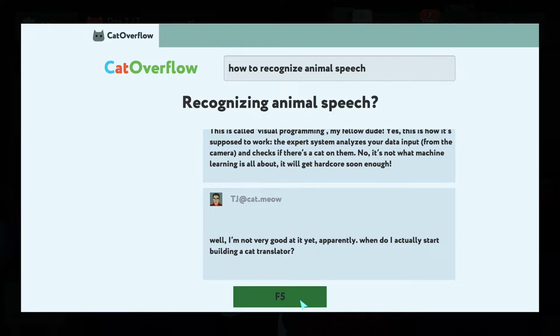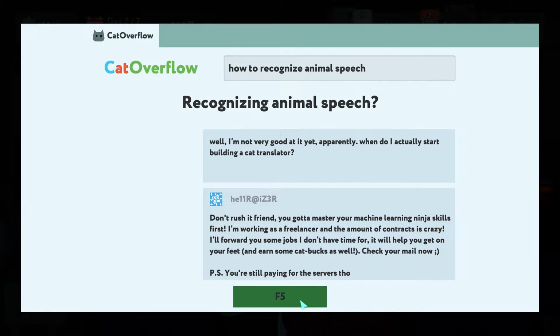When do I actually start building a cat translator? Don't rush it, friend. You gotta master your machine learning ninja skills first. I'm working as a freelancer and the amount of contracts is crazy. I'll forward you some jobs I don't have time for. It will help you get on your feet and earn some cat bucks as well. Check your mail now. P.S. You're still paying for the server stuff.